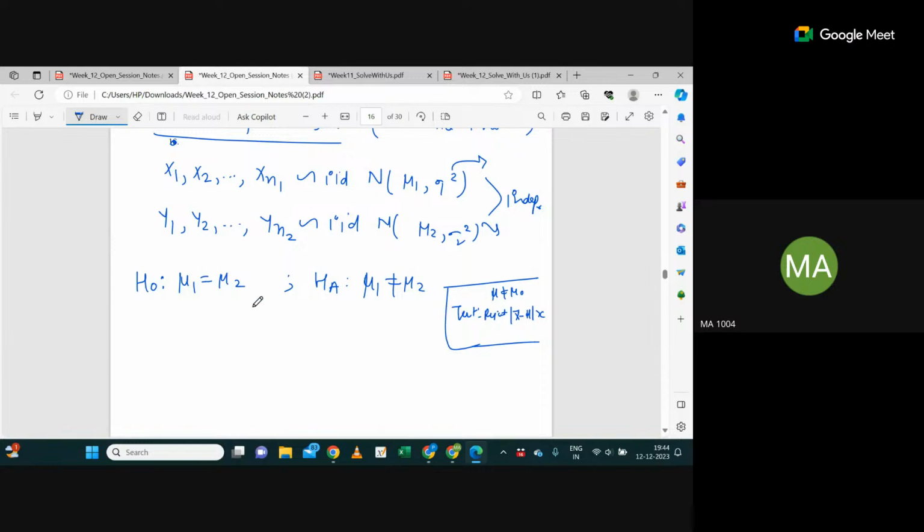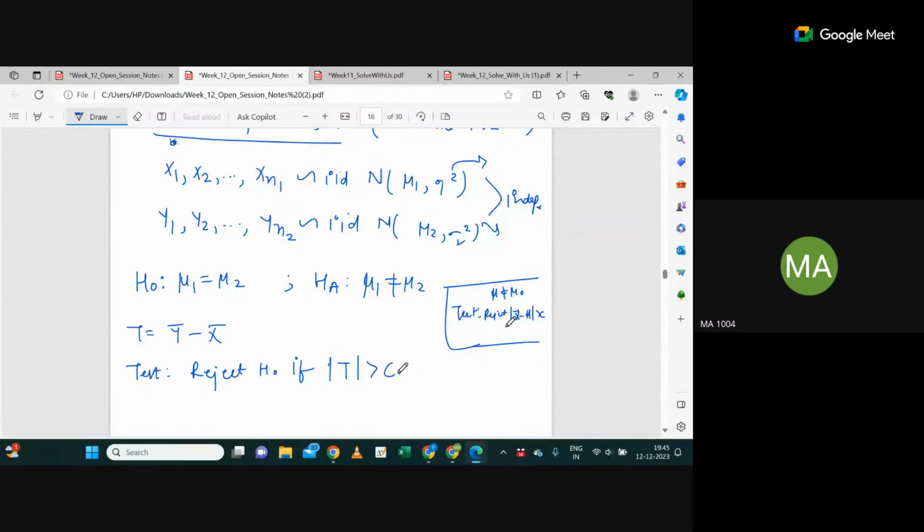But here I have two samples. Let's define T as y bar minus x bar. Can I say that or not? I will check the difference of both sample means, right? So my test will be, I will reject my H naught when modulus of T is greater than some C.